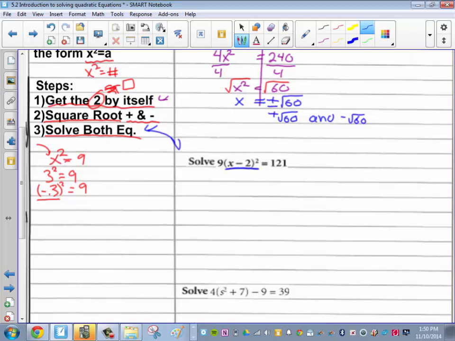This whole thing is being squared. Not the 9, but this whole thing right here. So we want to get it by itself. So how would we do that? Railroad track method. We're going to divide both sides by 9.